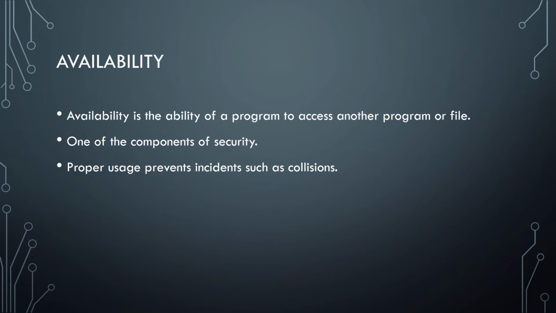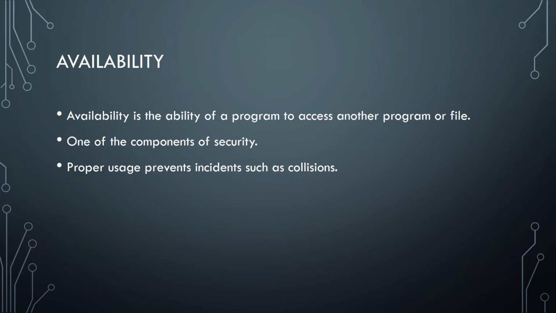Okay, so in order to understand why this is important, you need to understand what a collision is. A collision is when two or more programs try to use the same resource at the same time. Collisions can cause problems and lock up the system, so by properly using the security component availability, you can prevent collisions, which saves time, effort, and even money. If you want to create secure code, then it is important to remember availability, not just as a component of security, but as a key component of secure code.